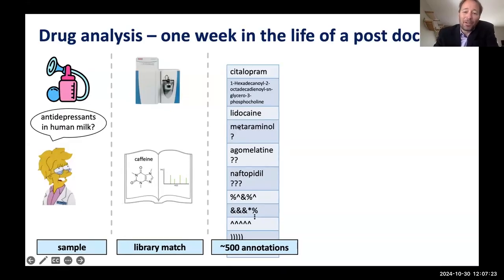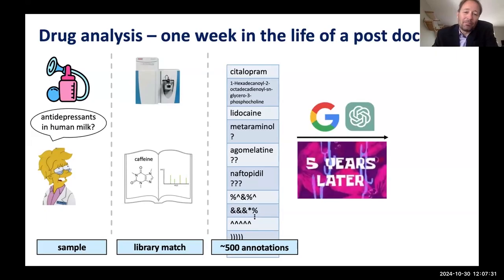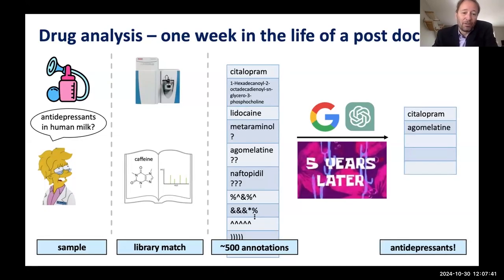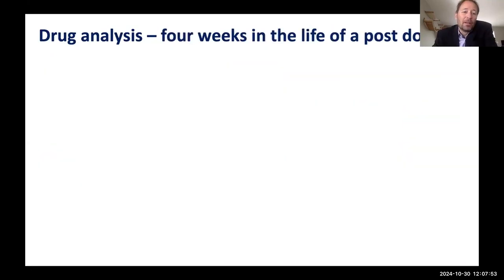Now the question is, well, which ones of these are antidepressants, or which ones of these are exposure molecules? You do a literature search, you go to Google, you go to Wikipedia, you use ChatGPT, and in the end, you have a list of all the molecules in this case that are antidepressant, or if you care about food-derived molecules. But this is a pretty manual process in general still. So now that person graduates or moves on, gets a faculty position, which is wonderful.